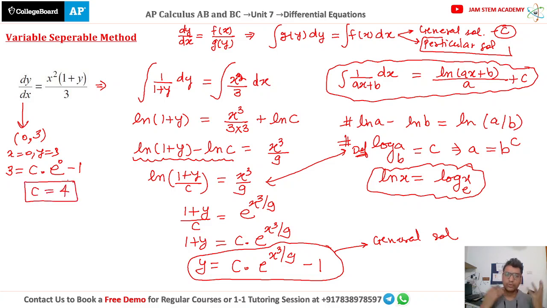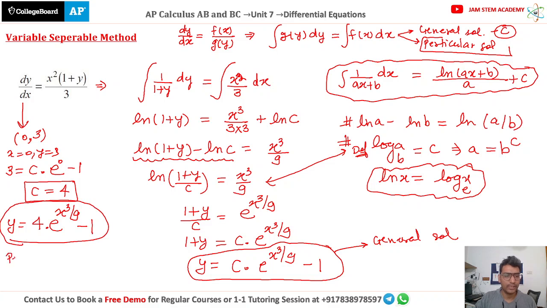Yes. So if c equals 4, we got the particular value of c, and hence we can write the particular solution for this problem. It means y equals 4 times e raised to the x cubed by 9 minus 1. This is a particular solution because we obtained this for a particular point, and there is no constant of integration in it. Okay, so that's the difference. They will always give you a point or some information to find the particular solution. Otherwise, you can leave your answer as the general solution.